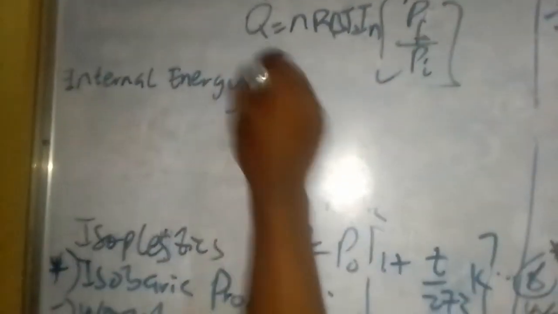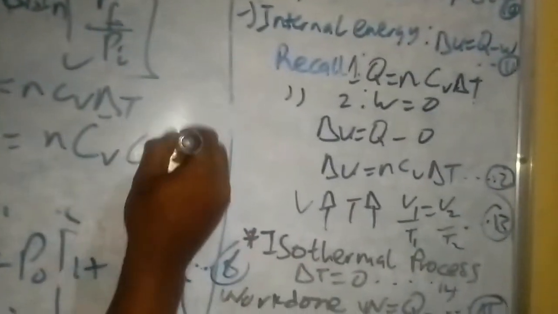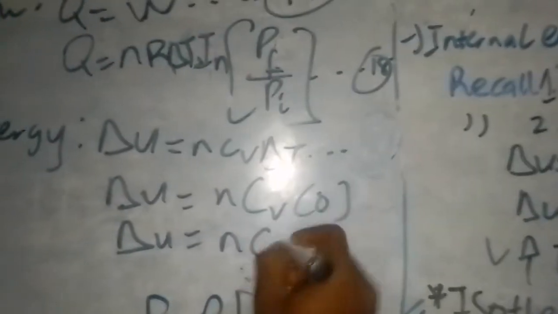Yes, so let's go on to the internal energy. If you recall, delta U is given as nCV delta T. But in this case, your temperature change is 0, so you have delta U equals nCV times 0. So your delta U is equal to 0. So equation 18, equation 19. Okay, this is something important. Call this equation 19.